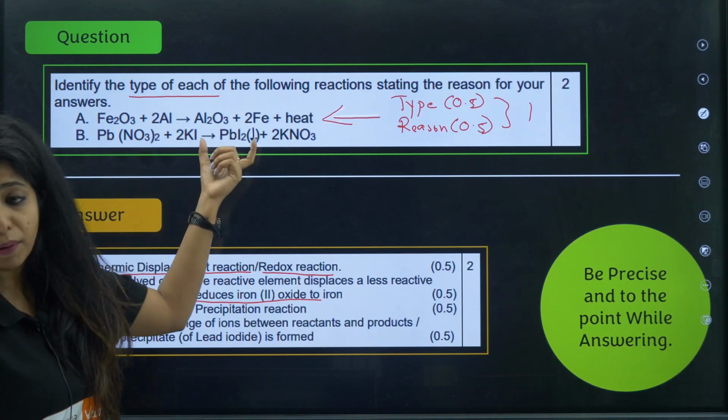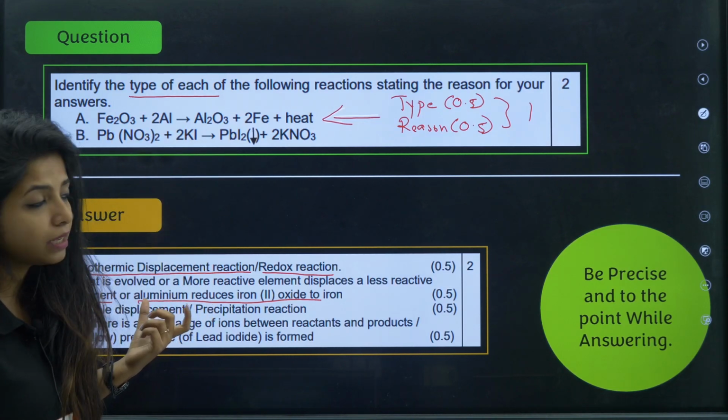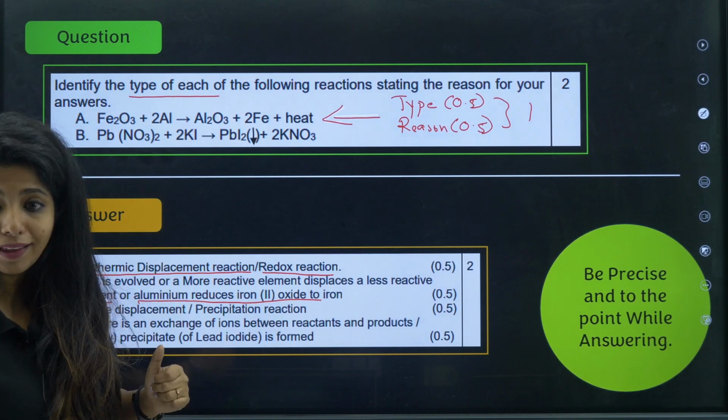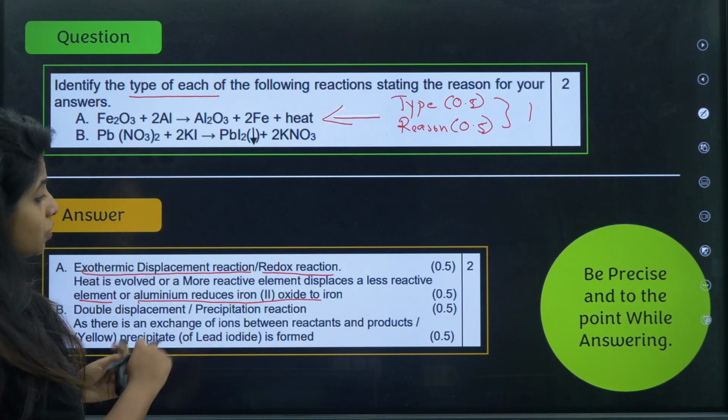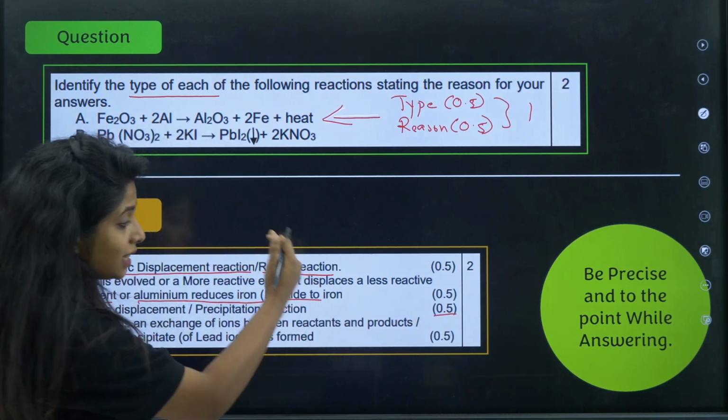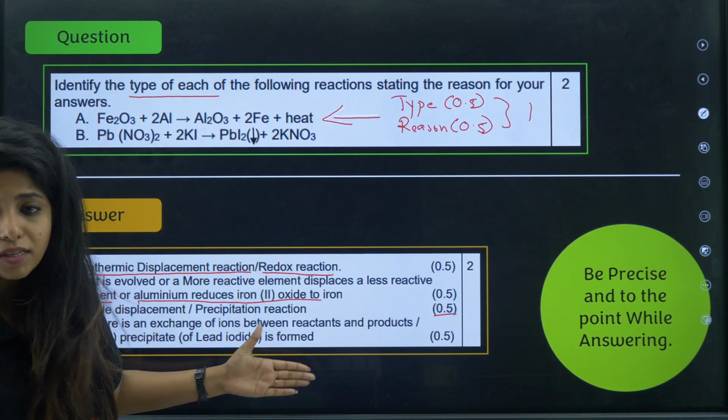You first tell the type of the reaction, that is double displacement reaction is happening or precipitation reaction is happening over there. Okay, this means precipitation, right? So basically precipitation reaction is happening over there. So that gives you 0.5 marks. Then the next part of the question says the reason for this.